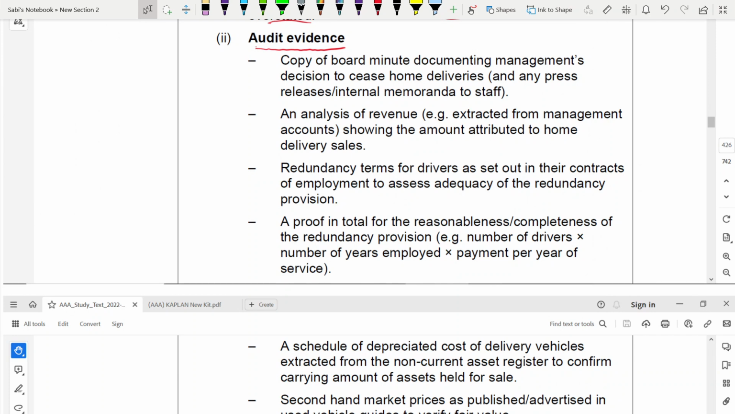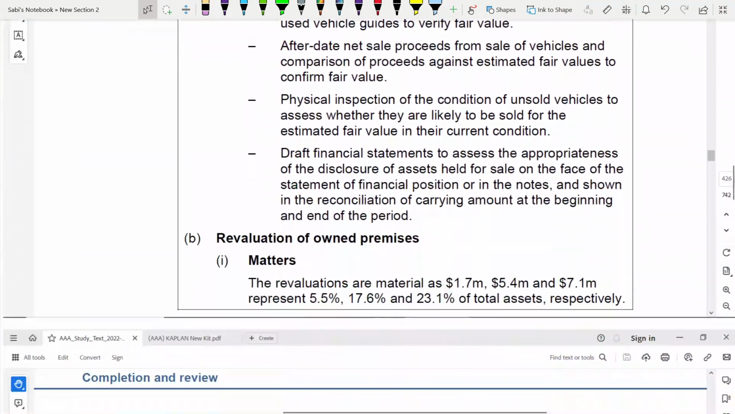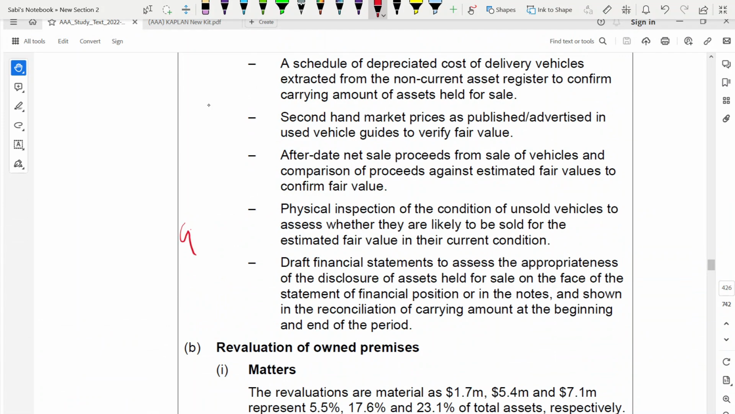So how many evidence are there? 1, 2, 3, 4, 5, 6, 7, 8, 9. Okay, it's not. See, in your exam, you should only give 2 or 3. Two or 3 audit procedures are enough for the number of marks. It's for 8 marks, no? Out of 8, let's say 4 is for this and 4. So at least 4 audit procedures is enough. But they have given you all the possible 9. So out of this, write any 4 if it's for your exam.